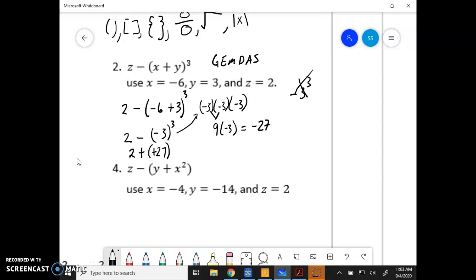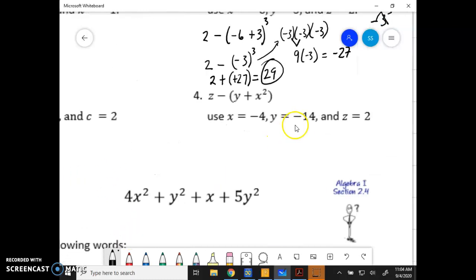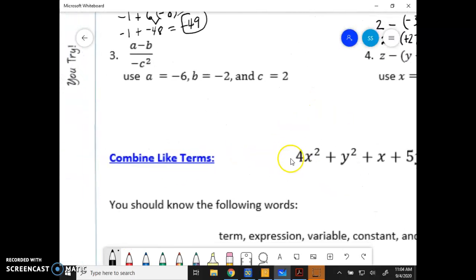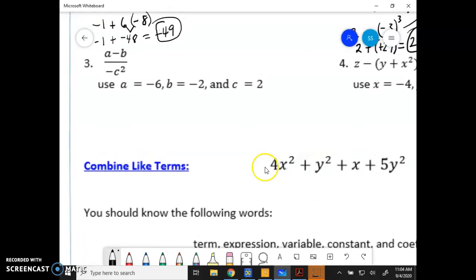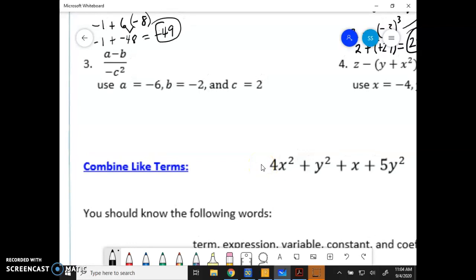Anytime you have a negative to the left of a parentheses, you want to change that sign to a positive and change all the signs in between inside the parentheses. Okay, so now we got 2 plus 27, which is 29. Okay, hopefully this is all review for us. Pretty basic stuff here.